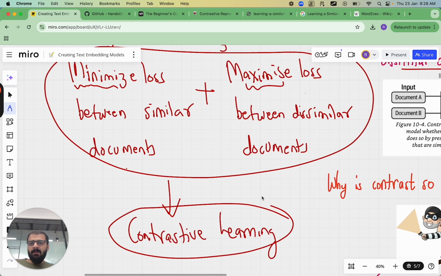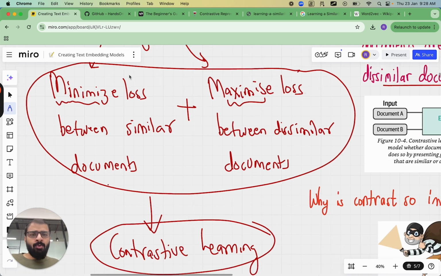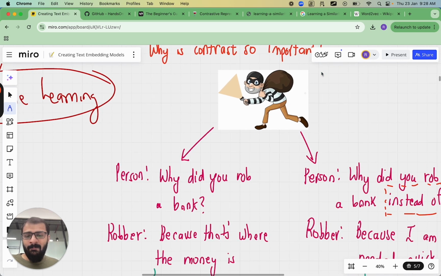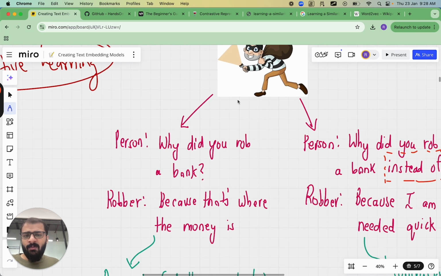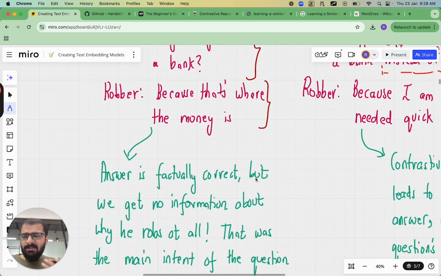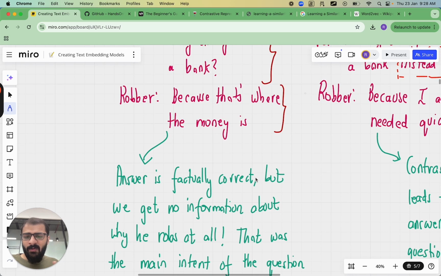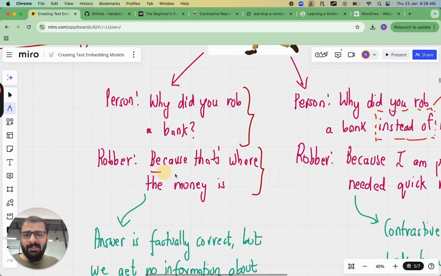Now you might be thinking, why can't we just do one of these? Why can't we just minimize the loss between similar documents and stop there? So to give you an intuition of why contrast is so important, let's take a practical example. Let's say a robbery has happened in the bank and you ask the person, hey, why did you rob a bank? And then the robber might say, because that's where the money is. But this is not what we wanted, right? From the question, we wanted to ask the robber, what is your main intent of robbing? Why are you robbing? What has happened in your life so that you are starting to rob things now? We want to get information about why the robber does this action of robbery. But instead, the only answer we have got is because that's where the money is.